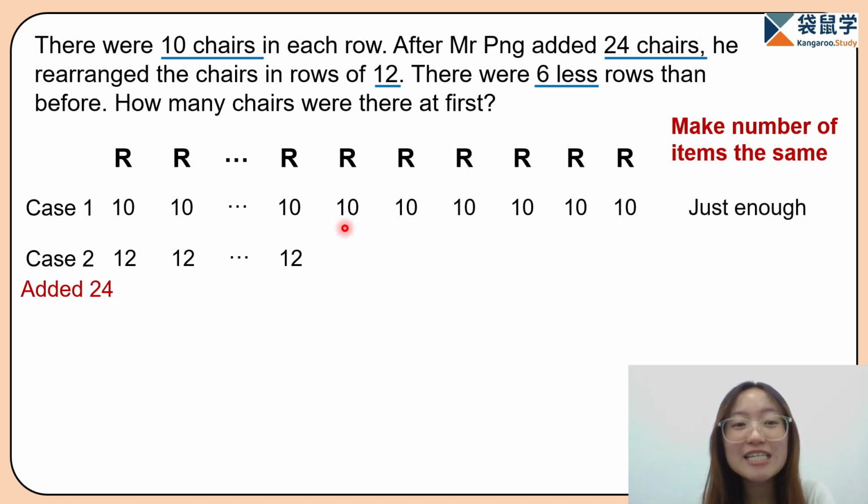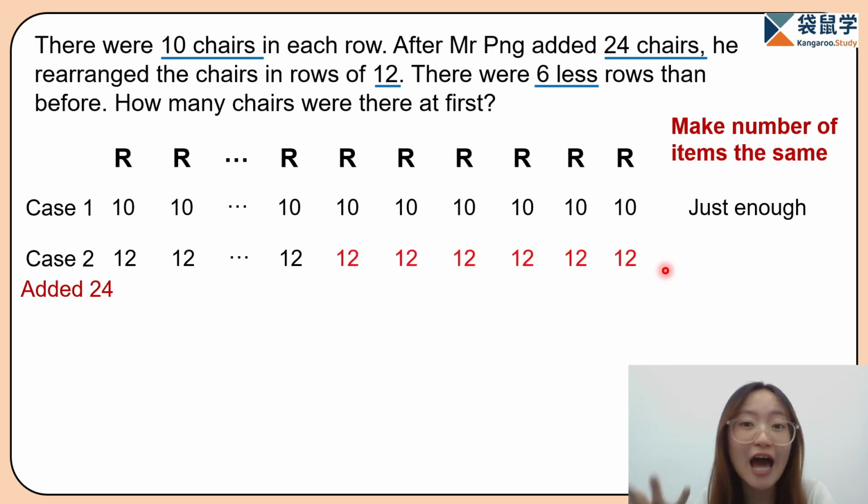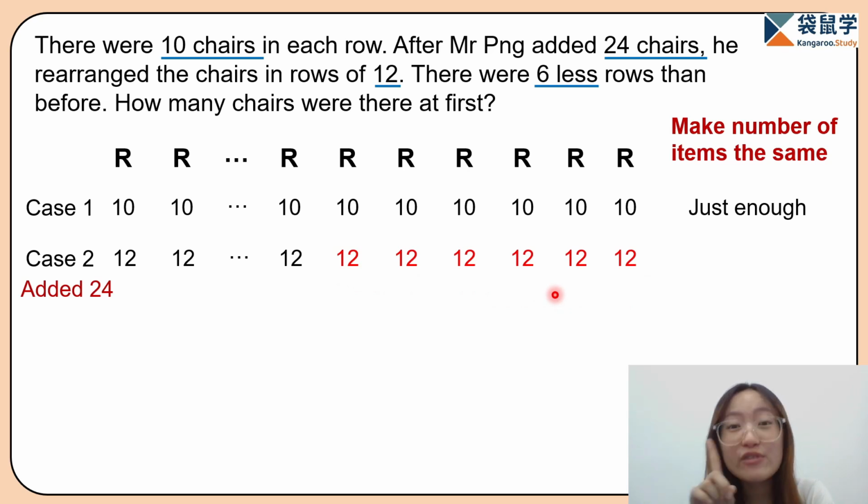Now in case 2, we want to consider all the rows. So each row should have 12 each. Let's add it in. So would we have enough chairs for this? No, right? So how many more will we need? We will need 12 times 6. But remember, we also added 24. So the total more that we will need will be 12 times 6 plus 24, which gives us 96.